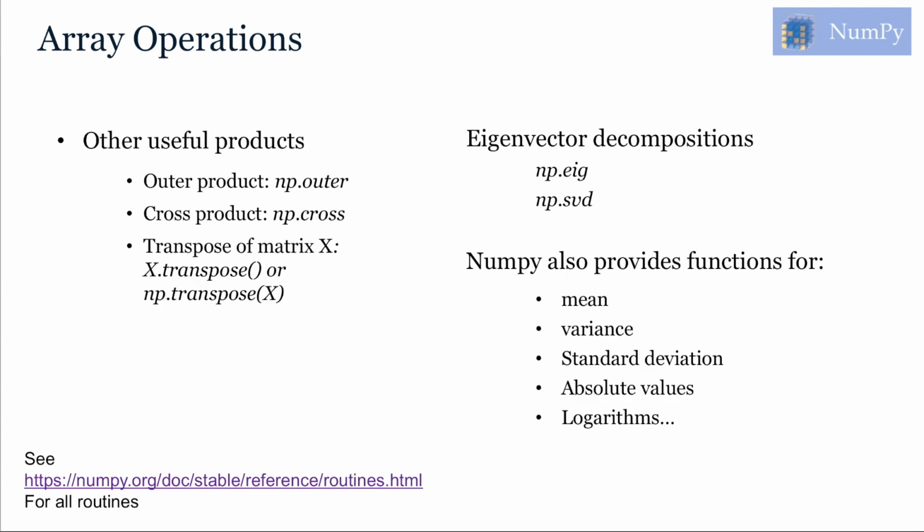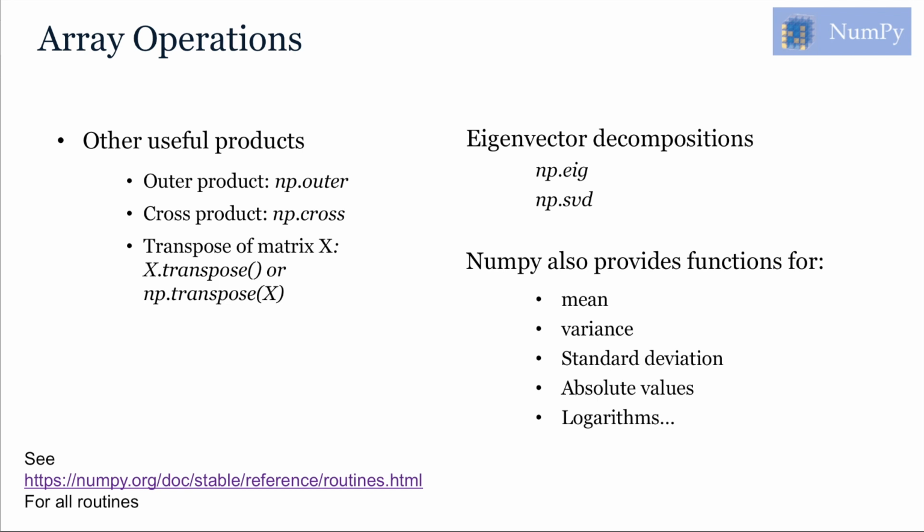Other useful matrix and vector products include the outer product, the cross product, and of course the matrix transpose, which you'll use a lot. Numpy also offers a broad range of different linear algebra operations. The most important ones for you will be eigenvector decomposition, matrix factorization. This is singular value decomposition.